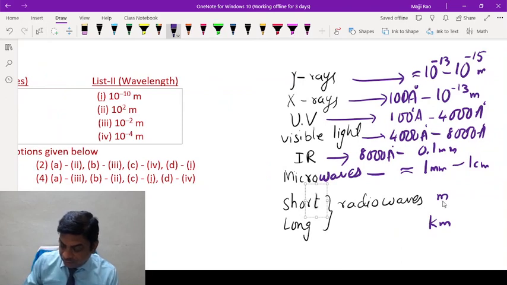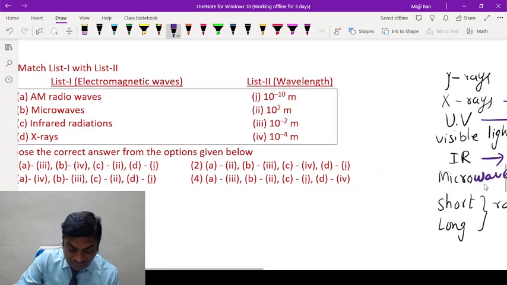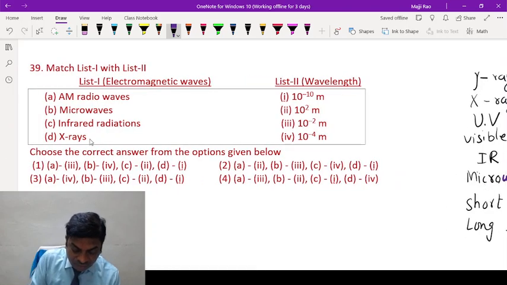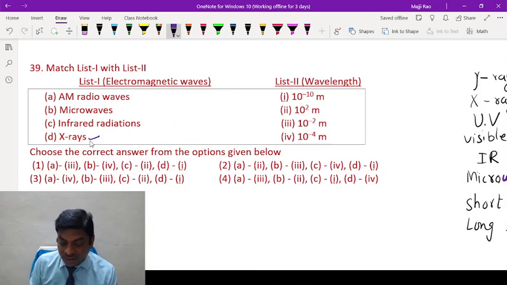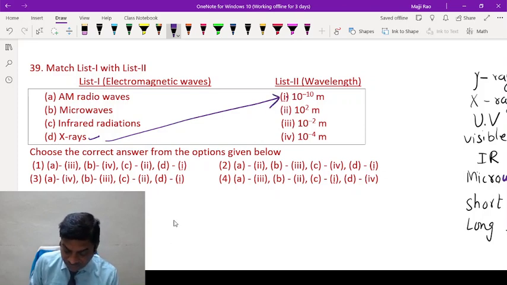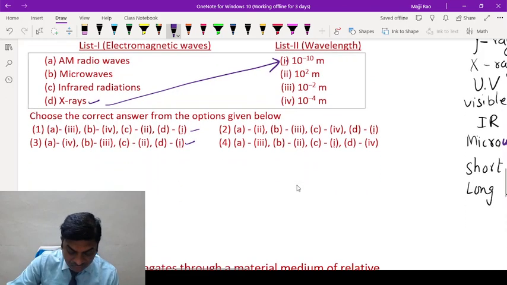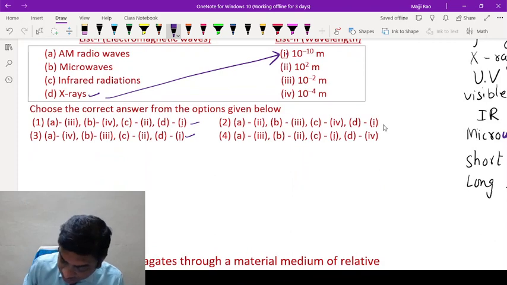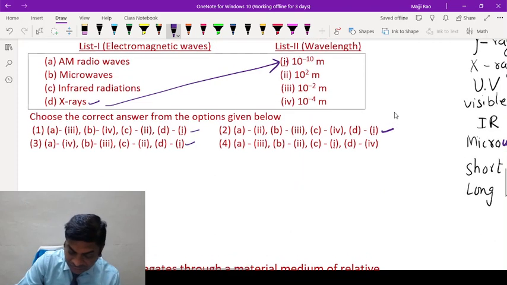Clear? Radio is 10 to 100 meters this way. So now you can see out of these four, X-rays are the shortest. So just find out which is the shortest wavelength, 10 power minus 10. So straight away match D with first. So D is matched with first. So all these three options are there: first option, third option, as well as this option, second option.